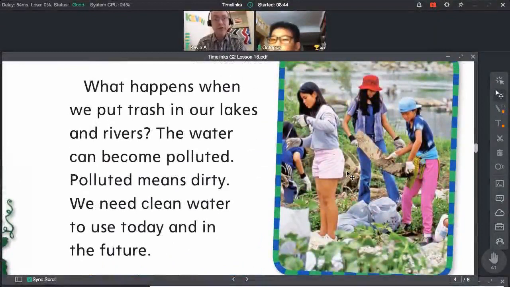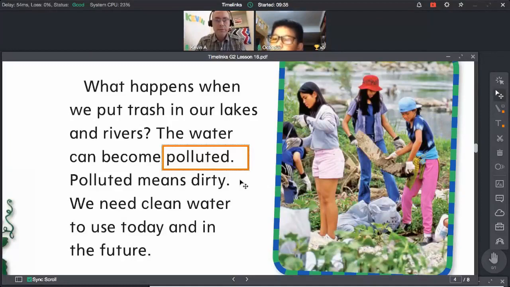There's some other bad things that happen sometimes when we change the earth. Would you like to read this paragraph here? Okay. What happens when we put trash in our lakes and rivers? The water can become polluted. Polluted means dirty. We need clean water to use today and in the future. Yeah. What's this word here? Could you say it again, please? Very close. Polluted.